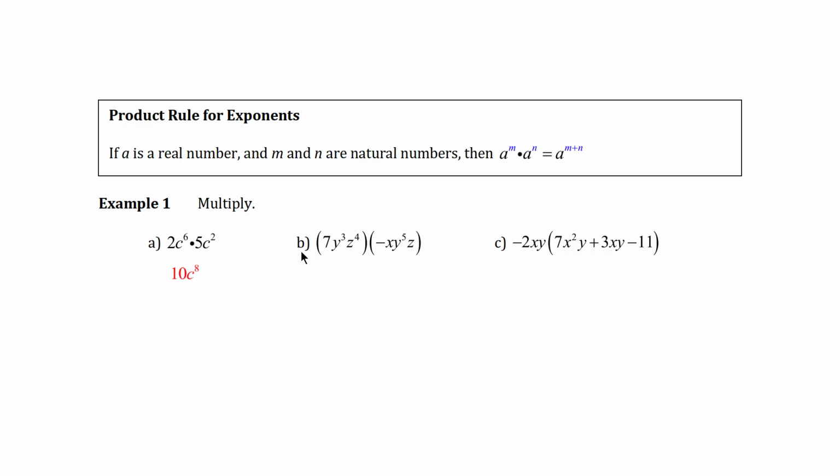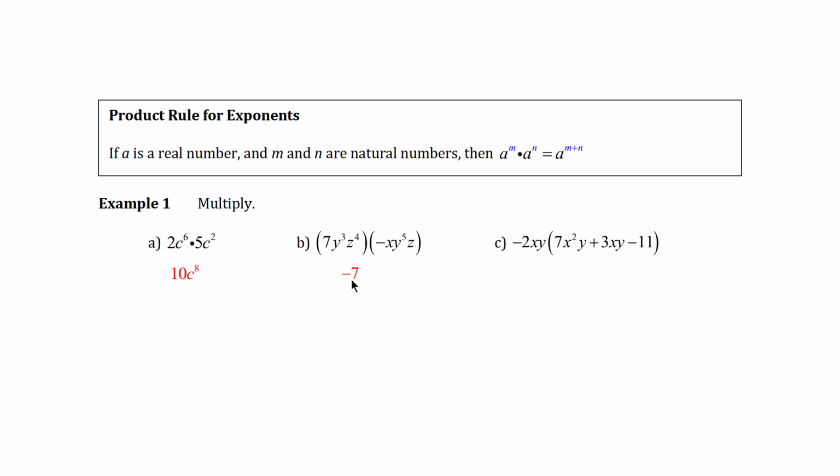For part B, we have parentheses 7y cubed z to the 4th power, close parentheses, times parentheses, negative x, y to the 5th power, z, close parentheses. First, we multiply the coefficients together. We have 7 and a negative sign, which we can multiply as negative 1. So we get negative 7.